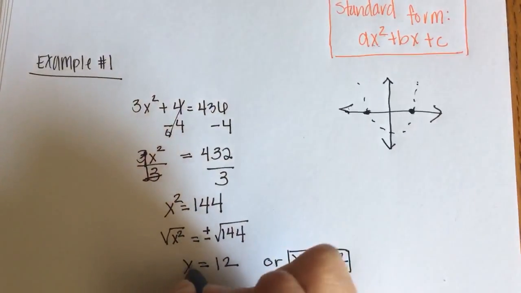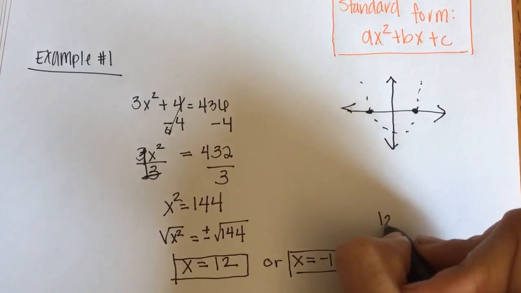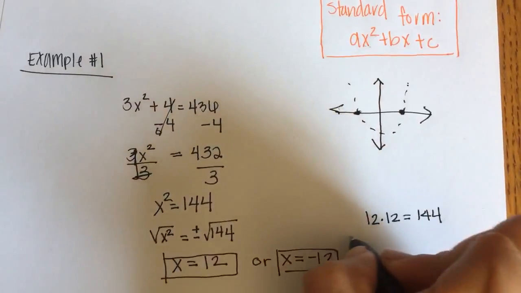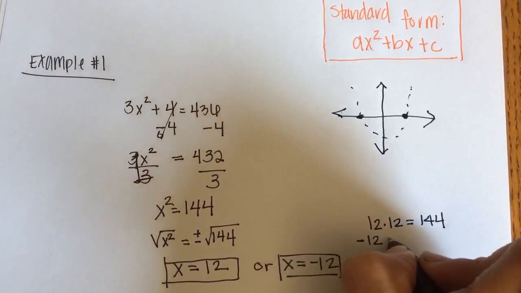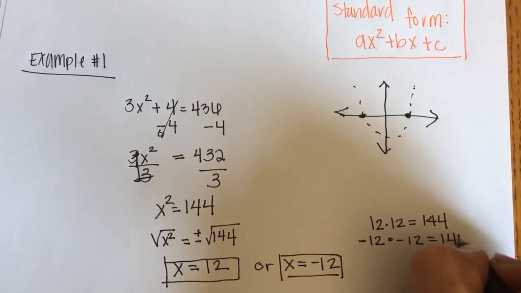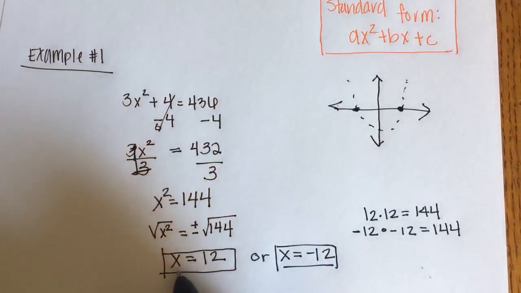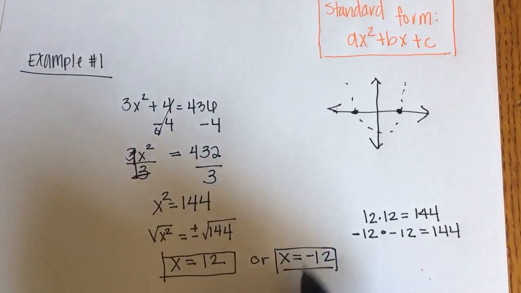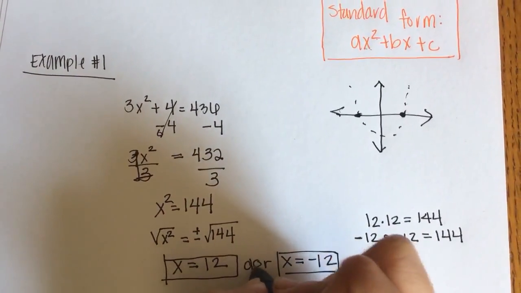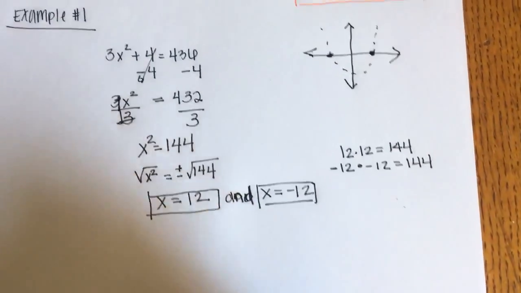So now let me remind you that I know it's 12 because 12 times 12 is 144. And then I also know that negative 12 times negative 12 is equal to positive 144. So both of them give me the same result. So that's why I know that x equals 12, and, sorry, it shouldn't be or, it should be and, x equals negative 12.